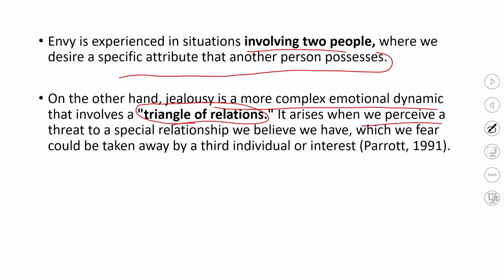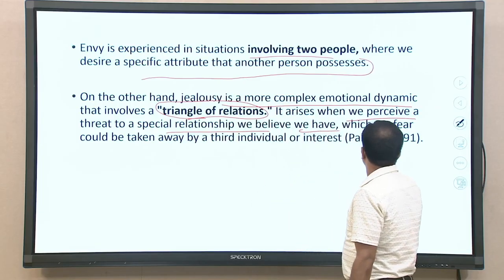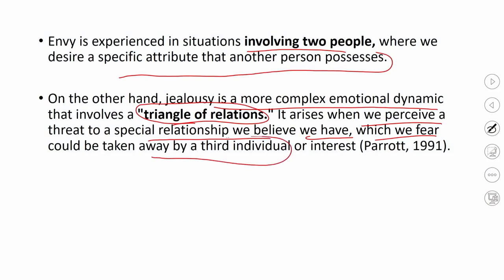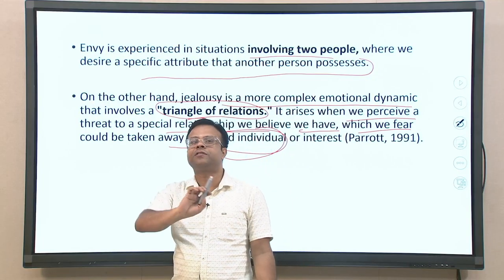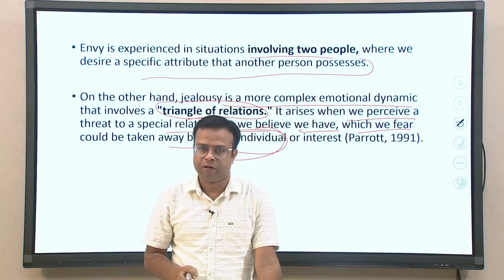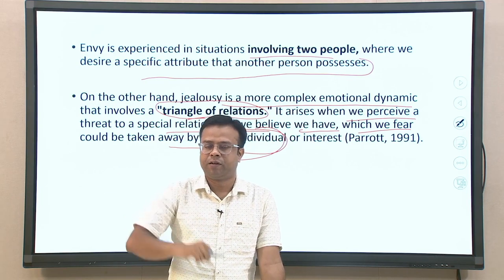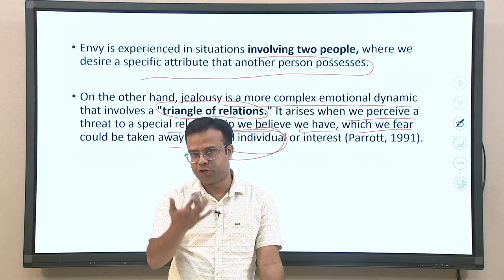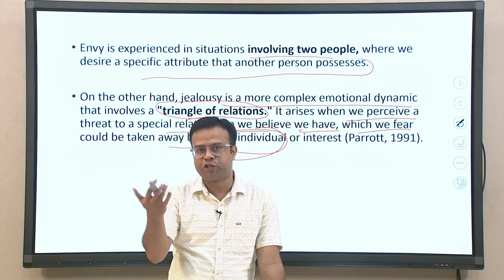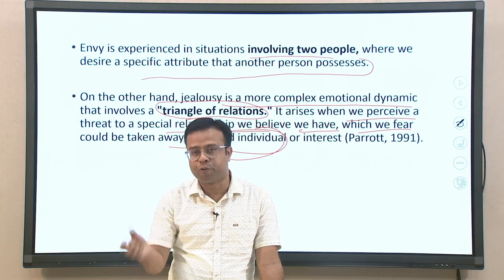It arises when we perceive a threat to a special relationship we believe we have. So, you have a relationship with another person. So, there are two individuals here. There is a relationship between these two individuals, and there is a third person who is a threat, who we fear would take it away. So, it involves three persons in the situation most of the time. A relationship between two individuals, and a third person as a threat. That is mostly the jealousy situation, that is how it is different. The envy situation is mostly between two individuals and the possession of something.